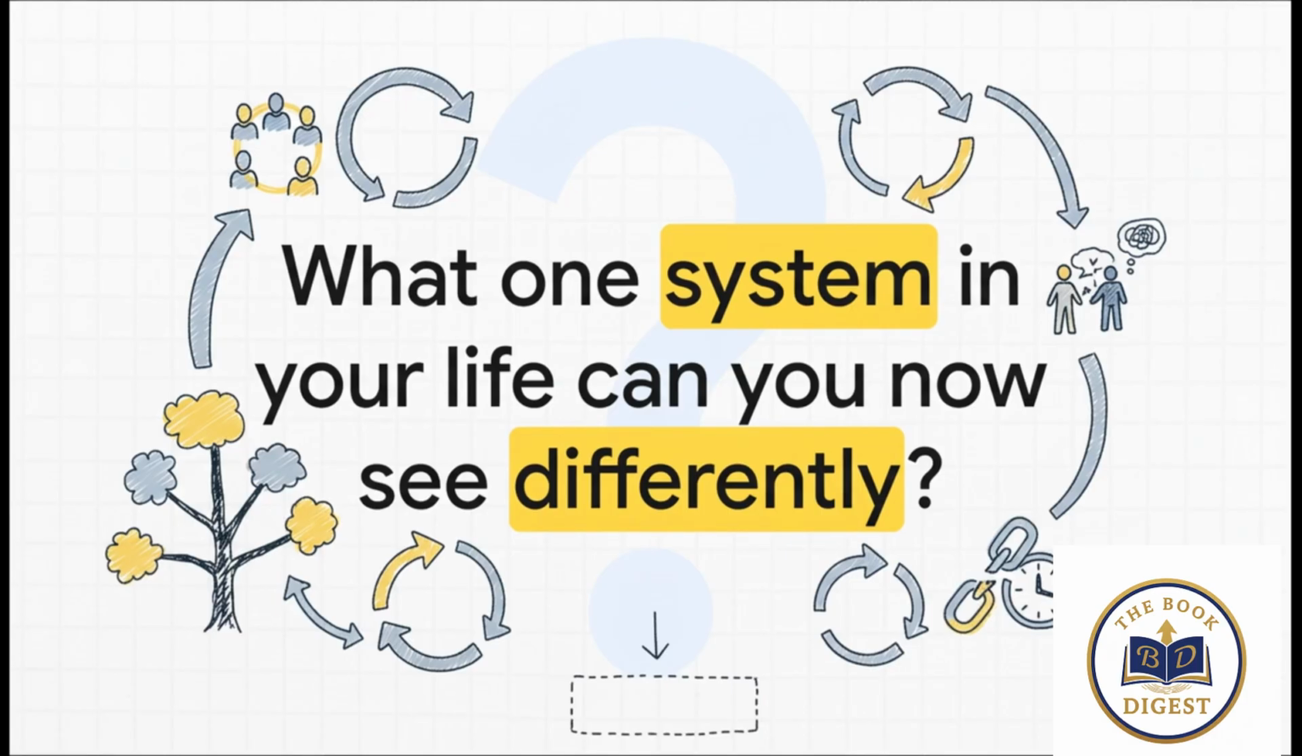So the question isn't just what system in your life you'll see differently now. Maybe it's a team dynamic at work, or a recurring argument in your family, or a bad habit you can't kick. The real question is, now that you can see the loops, what's the one small change you could make to a flow that might, over time, change everything?